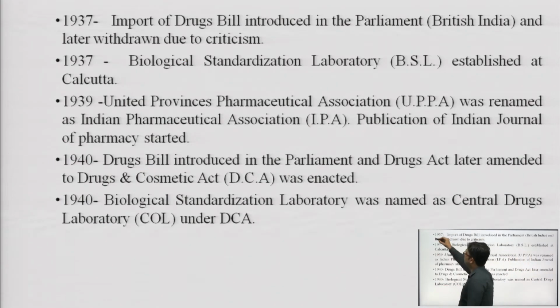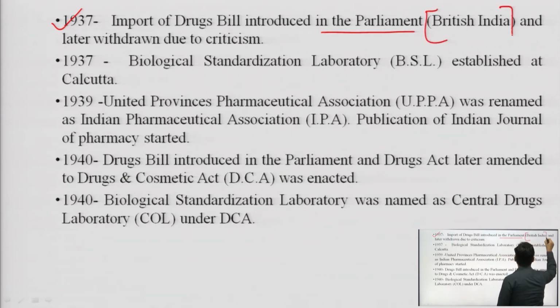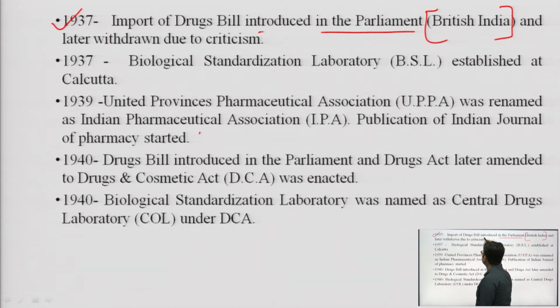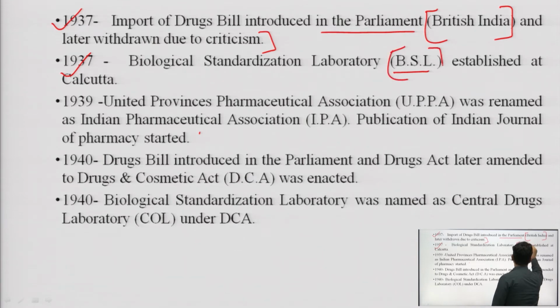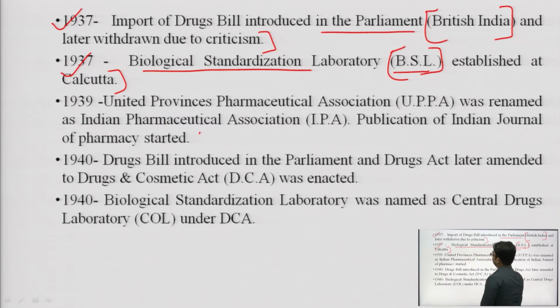Further development before independence was in 1937, when the Import of Drugs Bill was introduced in the parliament during British India, and the law was later withdrawn due to some criticism. In 1937, the Biological Standardization Laboratories (BSL) was established at Calcutta. The function of this was to check the biological samples for their standardization.